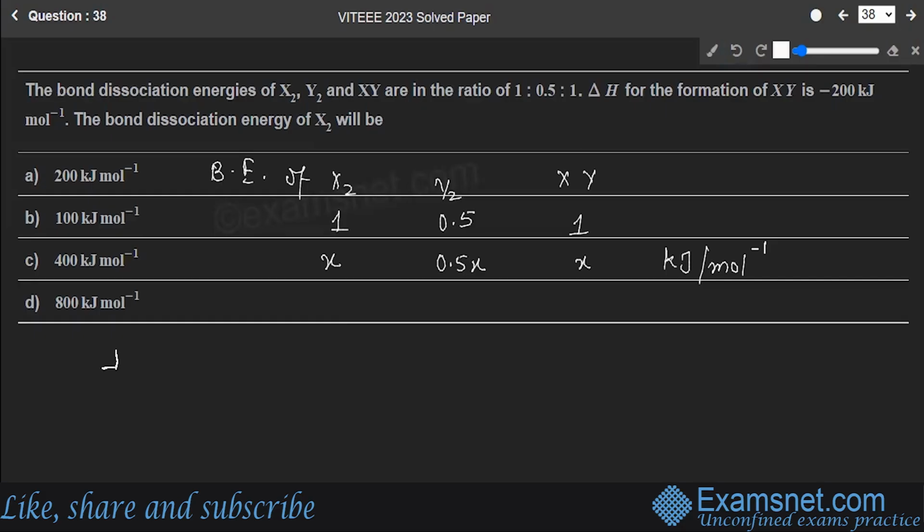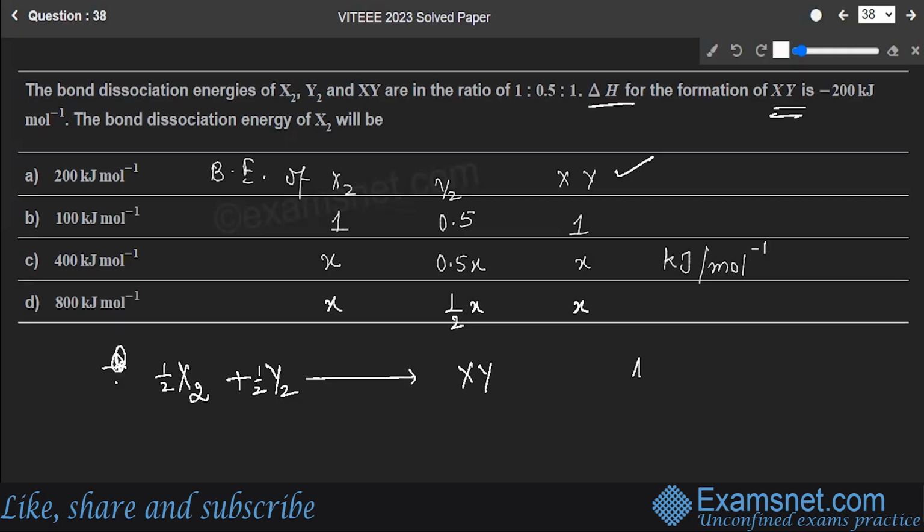Now, according to this, if I say this is X and this is half of X and this is X, then if I apply the equation, X2 plus Y2 gives you XY. If I want to take 1 mole of XY, that means I have to take half the molecules of X2 and Y2. In this case, delta H for the formation of 1 mole of XY will require half moles of this, half moles of this. So in this case, delta H is given to you as 200 kilojoules per mole.